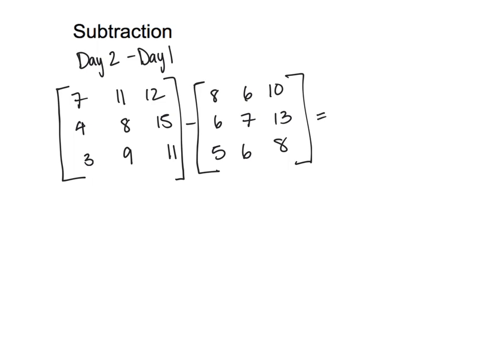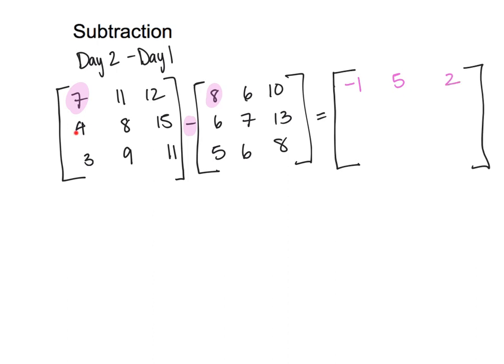So if I were to subtract, here's my new matrix. That's kind of a really bad bracket. Let me fix that. That's going to bother me. Okay, that's better. So I'm going to take my corresponding elements, so the 7 here, subtract it with this 8. Let's see, 7 minus 8 gives me -1. 11 minus 6 gives me 5. 12 minus 10 gives me 2.